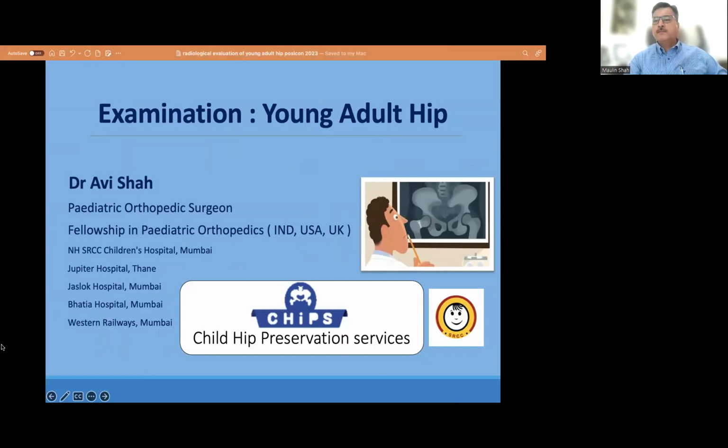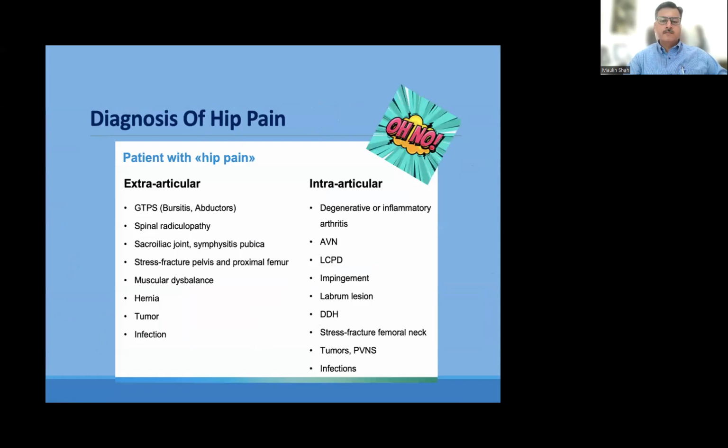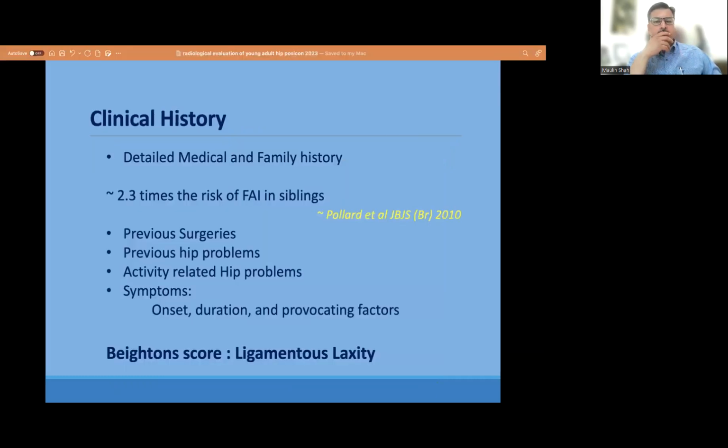Thank you so much for the kind introduction. So I'll just go through a little bit about the examination in a young adult hip and adolescent child. As we know, diagnosis of hip pain can be quite tricky. We can get pain from the spine, the SI joint, from the abdomen, also near the hip joint. And as such, hip joint pain can be extra-articular and intra-articular. So we need to really find out with good clinical examination to help correlate it with all of our various radiological parameters.